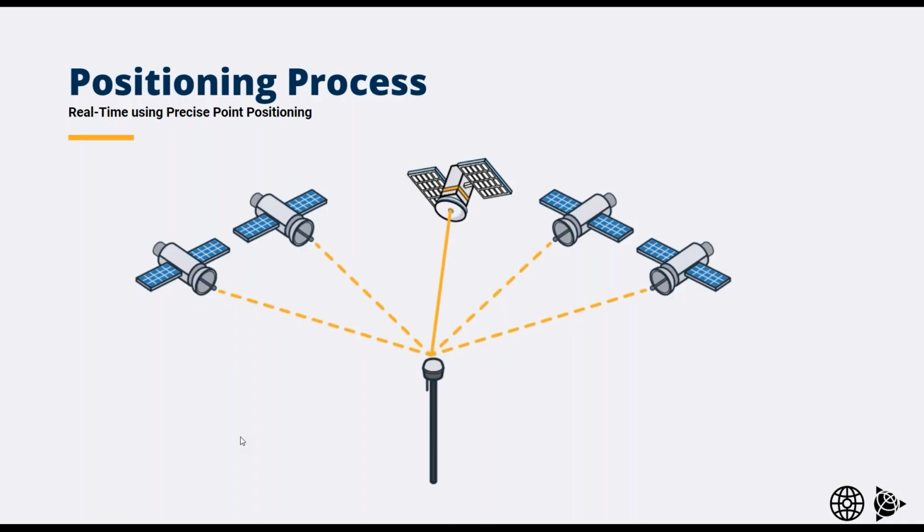So when we're talking about PPP, there's usually something that we refer to as the convergence time, right? That is the amount of time that it takes to get those models to us and to start resolving the ambiguities of the clocks and the orbits and the atmospheres so that we end up with a precise position.